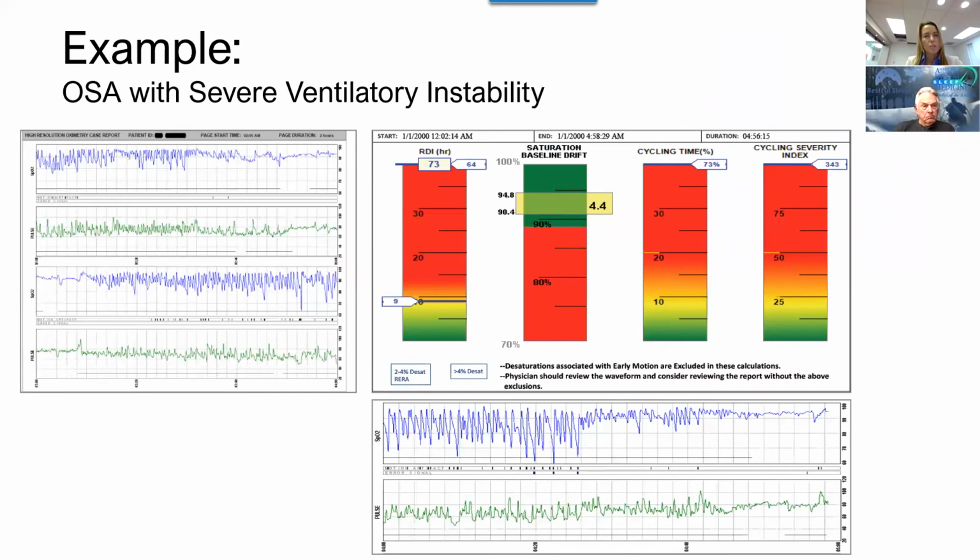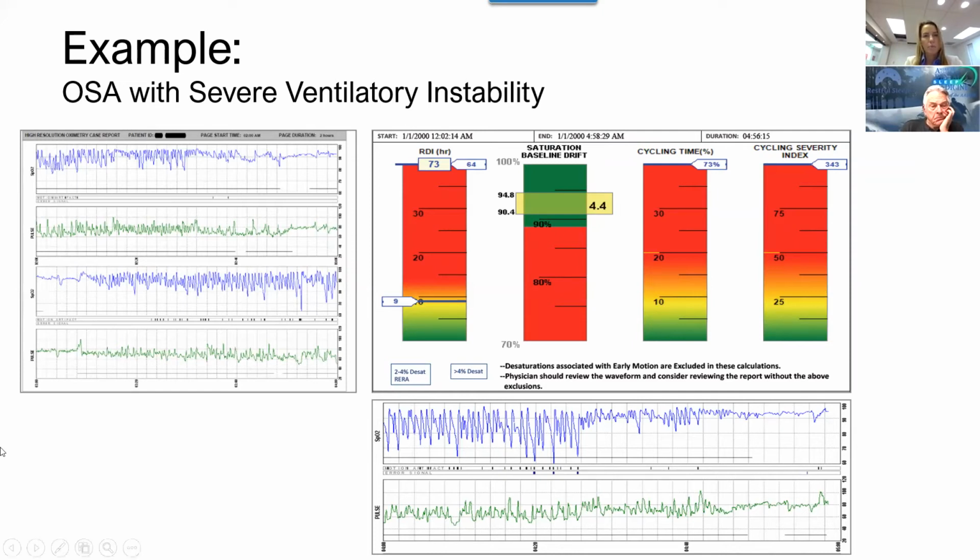So if you see a patient like this with a high RDI, high cycling time, and high cycling severity index, it's kind of a do not pass go, do not collect $500. Make sure that you get them to a sleep physician for further assessment as soon as possible.